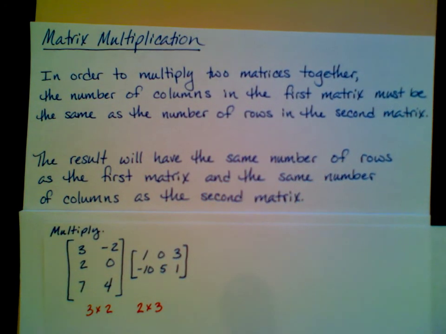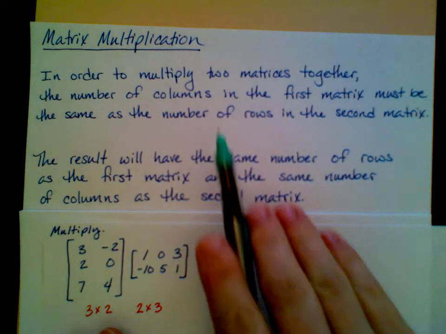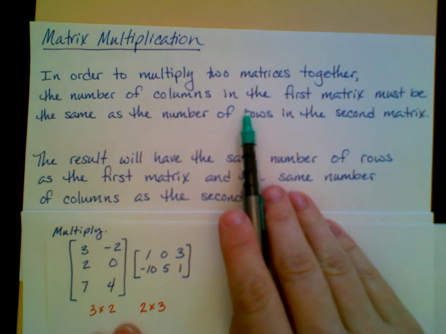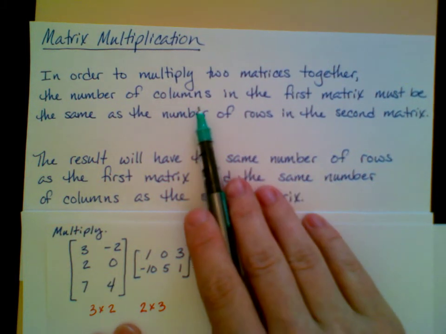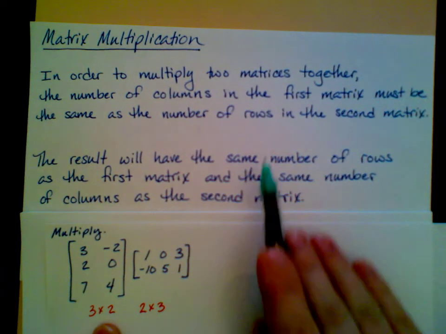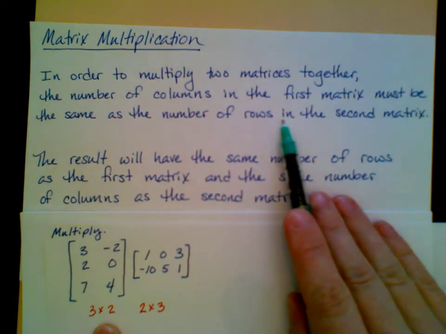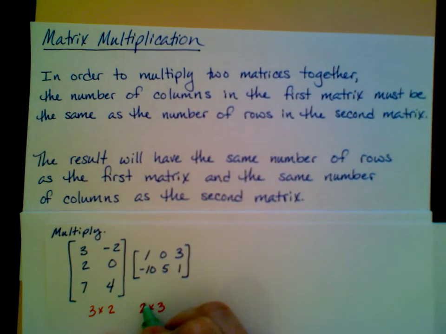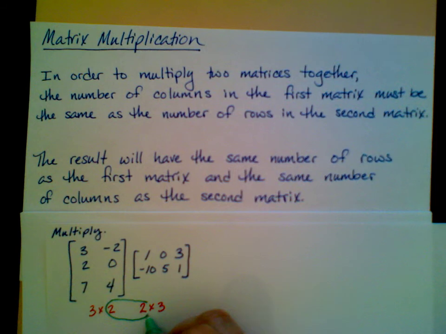So here, notice that, as we said here, in order to multiply, the number of columns in the first, which is 2, must be the same as the number of rows in the second, which is also 2. And it turns out that those numbers will always be the ones that are right up against each other if you write the sizes out this way. These 2 numbers must be the same.